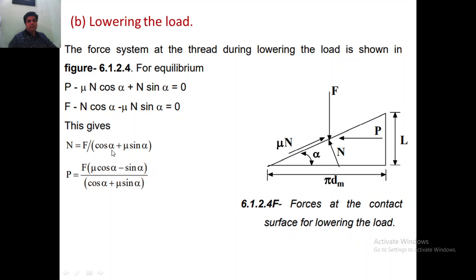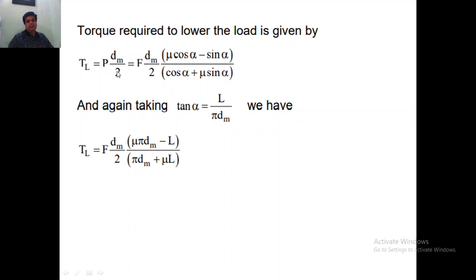Doing the same simplification, we get the external load required to lower the load. Here again mu is the coefficient of friction and alpha is the helix angle. Same thing again, torque is nothing but the force into dm by 2. Substitute that and you can express the torque in terms of helix angle, or in terms of L by pi dm, because tan alpha is L by pi dm. So substitute that, we'll get this equation.